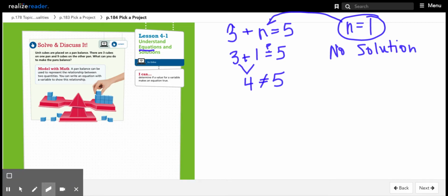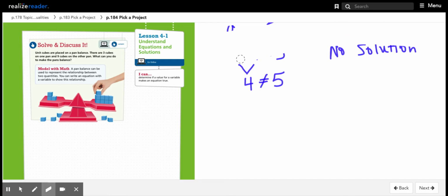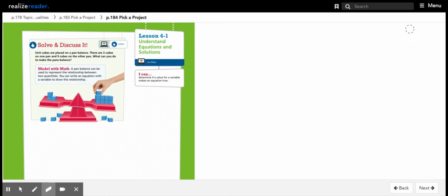But now we're going to look at some word problems. We're going to look at some real world examples. And we're going to better understand why that is true. Yes, how we just solved it is true, but why is it true? So let's look at this solve and discuss.